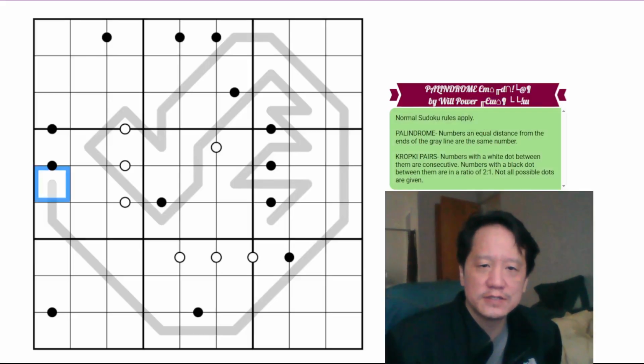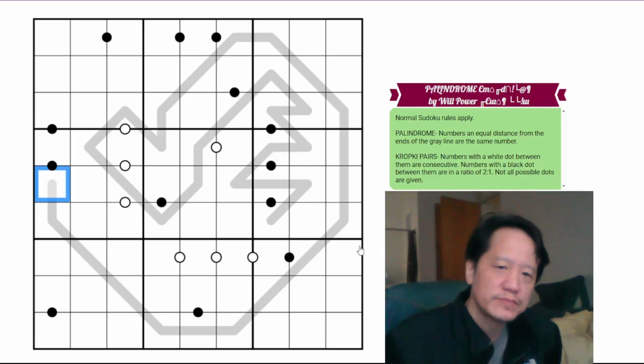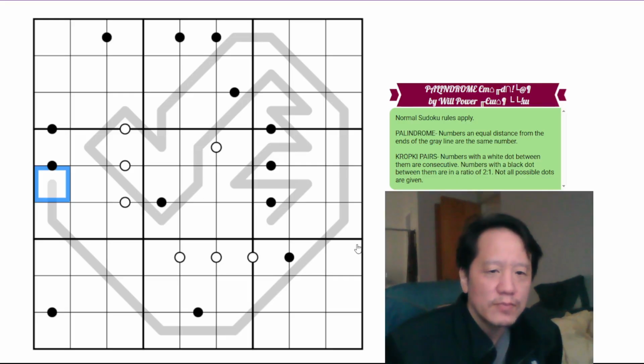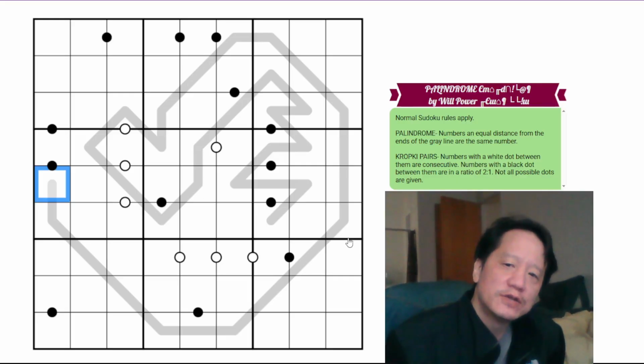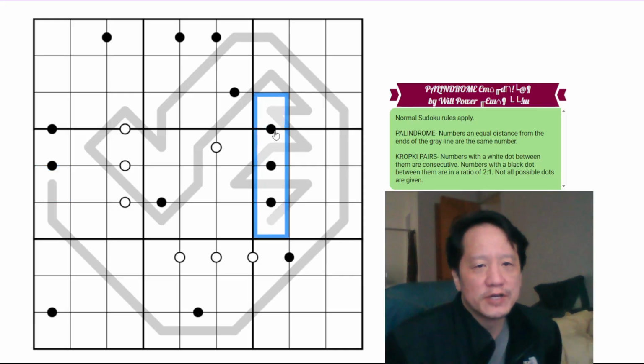Okay, let's start by... Do I want to use colors or do I want to use letters? Letters are usually better, but... Let's just do the ones that are obvious.